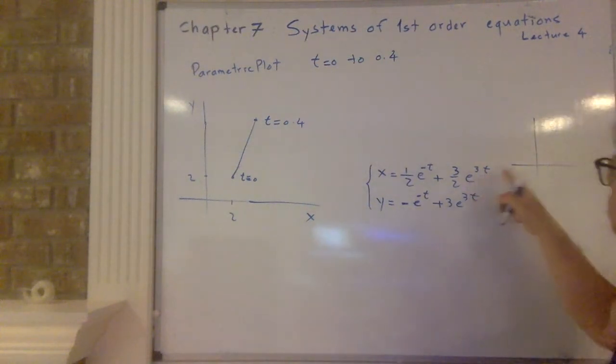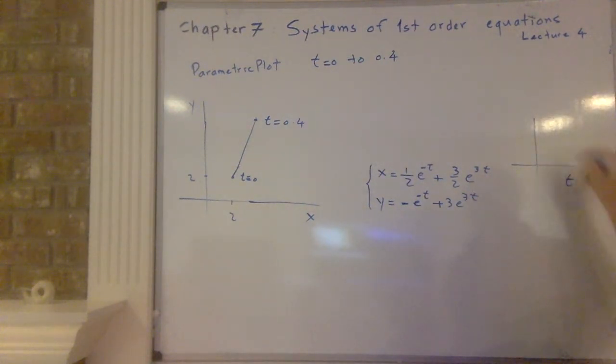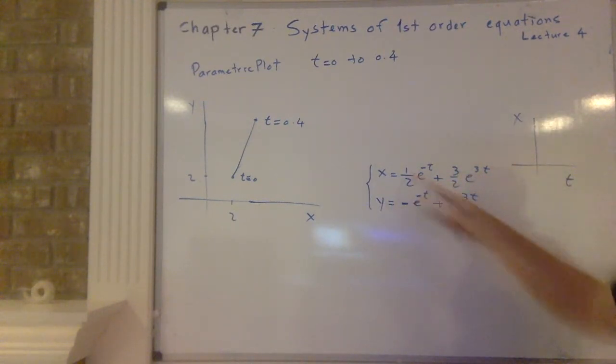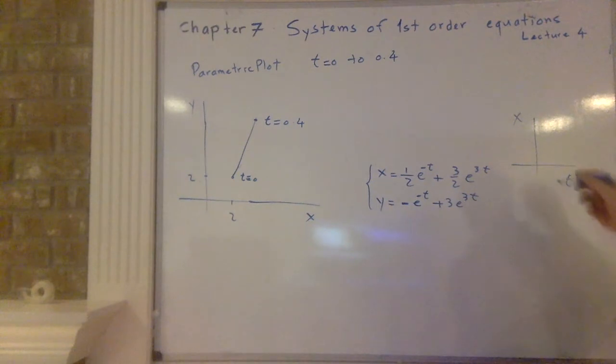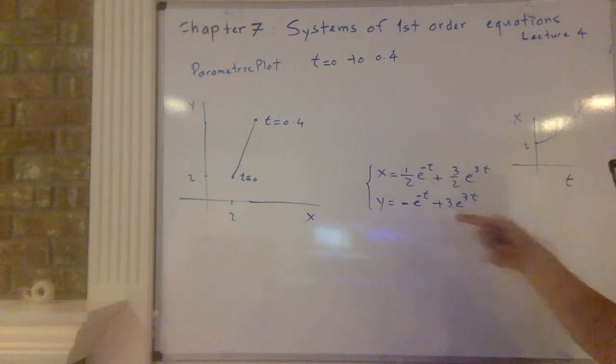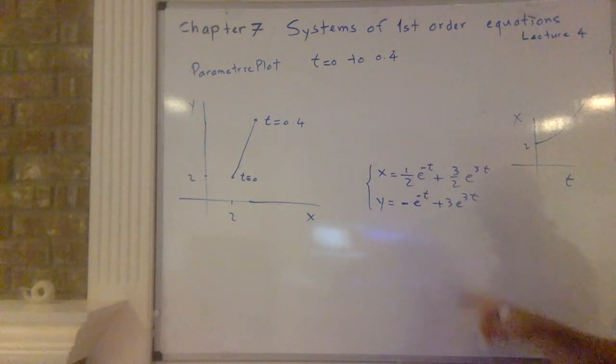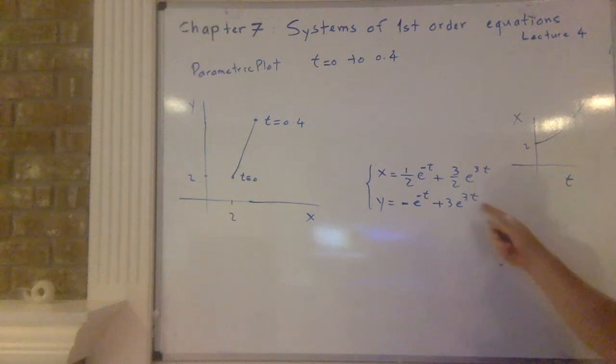So at time 0, if this is time and this is x, for example, at time 0 I have 3/2 and 1/2 here, so that starts at 2, and both of them start at 2. As t gets larger and larger, this one gets very small. This one gets very large, right?